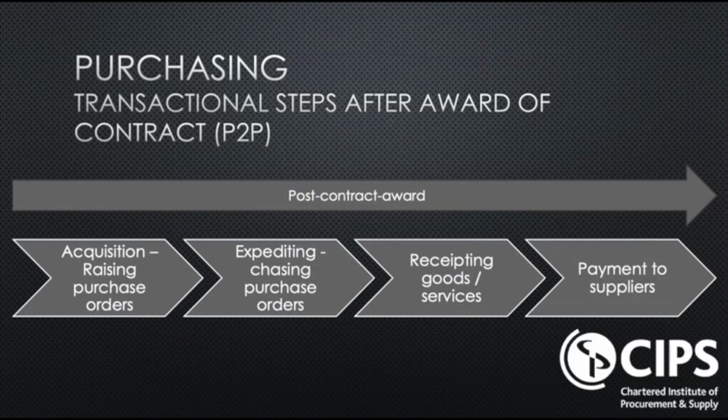So purchasing is concerned with firstly the acquisition of goods or services, and we do this through placing orders. Occasionally there'll be a need to expedite those orders and chase suppliers to make sure that goods and services are received on time. We then need to receipt the goods and services onto our system so that our business knows when the goods and services have been received. And finally, we need to arrange payments to our suppliers.